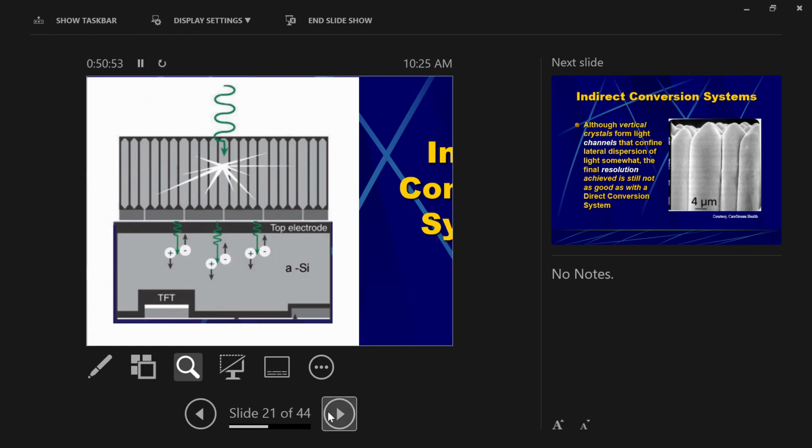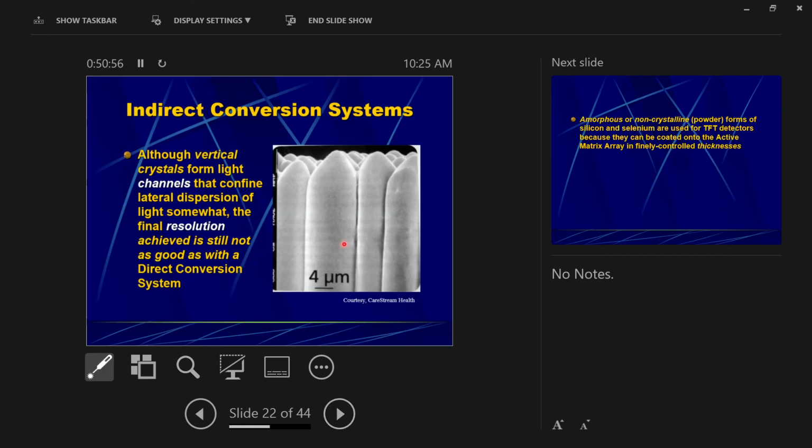So this is an electron microscope image of these crystals. They actually do look like this. The vertical crystals form light channels that confine the lateral dispersion of the light somewhat. However, the final resolution achieved is still not as good as with direct. So it's less efficient, it has extra materials, and it has less spatial resolution. But it was the first one to be developed, and it's cheaper.